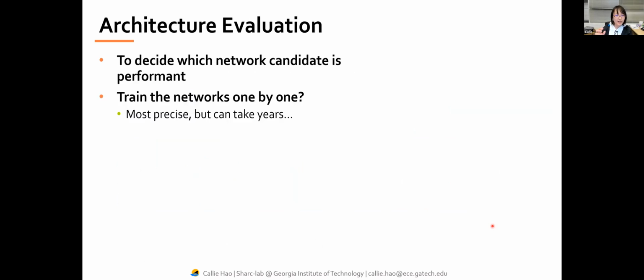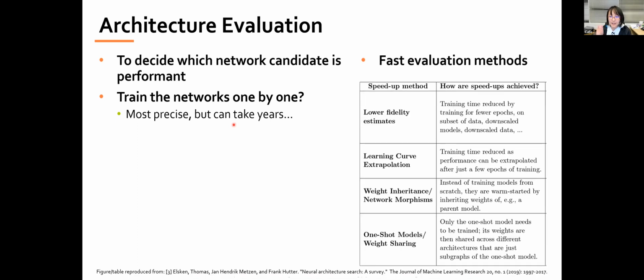All right, so now we covered the search space, the search method, and what about the evaluation? The evaluation is also very, very important. Using this evaluation, we have to decide which network candidate is performing well. Well, can we train the networks one by one? This is, of course, the most precise way, but it can take years. And as we know, we can get fired several times already. So what can we do? We want the evaluation to be as quick as possible.